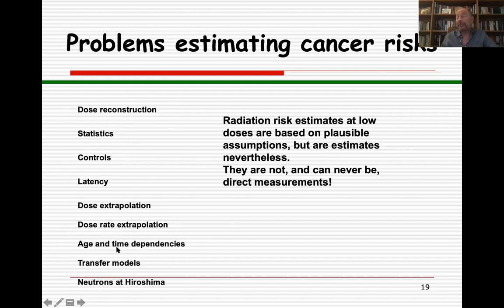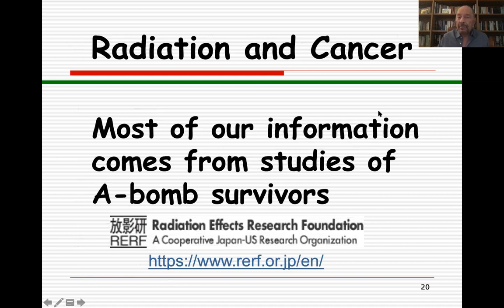Age and time dependent, also very critical. Transfer models, we will see. I mean, one thing is to have a risk in Japanese population, another thing is to transfer it to a European population. And the problem of contamination with neutrons, for example, which is a big problem in Hiroshima and also in Nagasaki. In any case, this is my message, almost everything we know about radiation carcinogenesis, really almost everything we know, comes from the survivors of Hiroshima and Nagasaki.